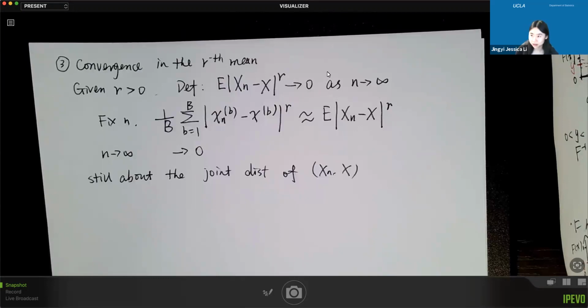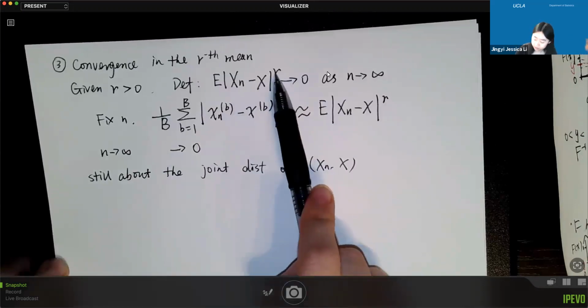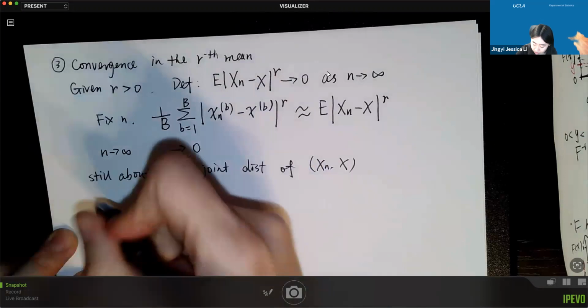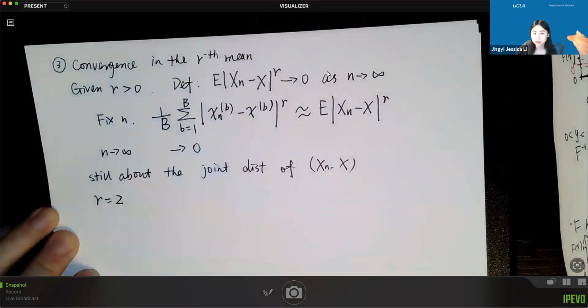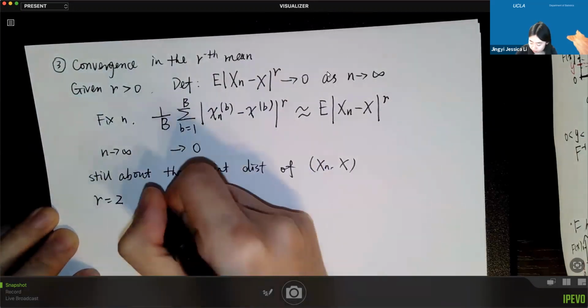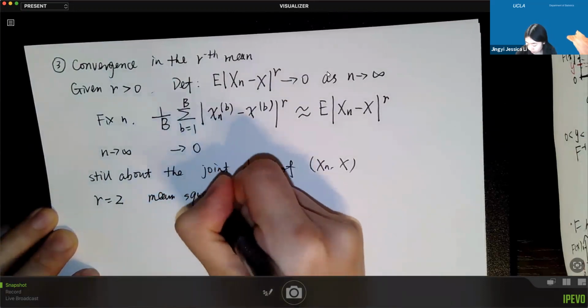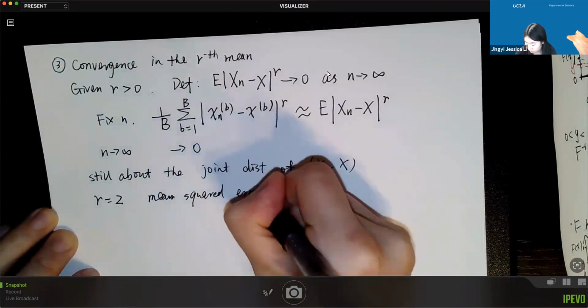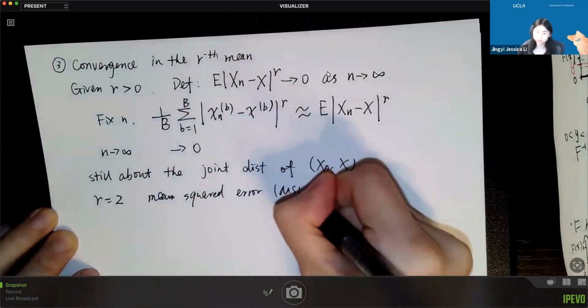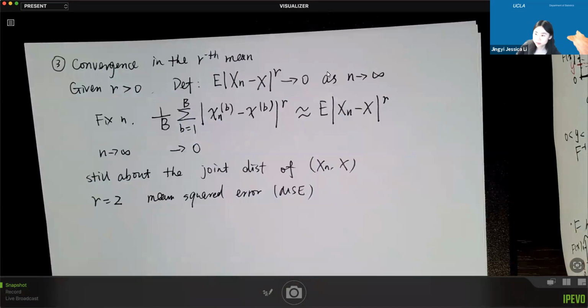I think that's something we talk about a lot. And if you think about the mean squared error, it's actually r equals 2, right? So r equals 2. Then this result is related to what we call the mean squared error, or MSE for short. So that's why we care about this, right?